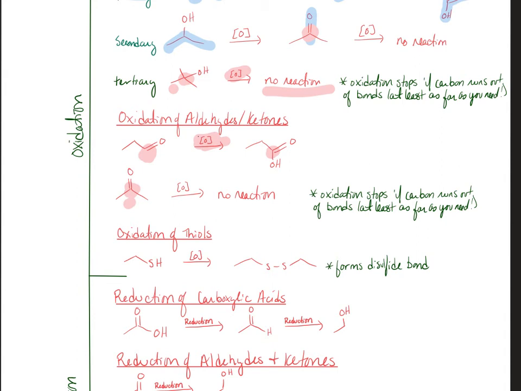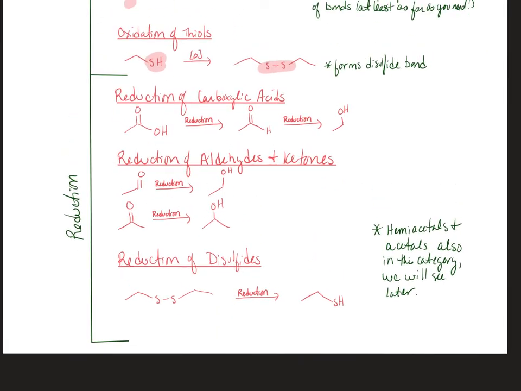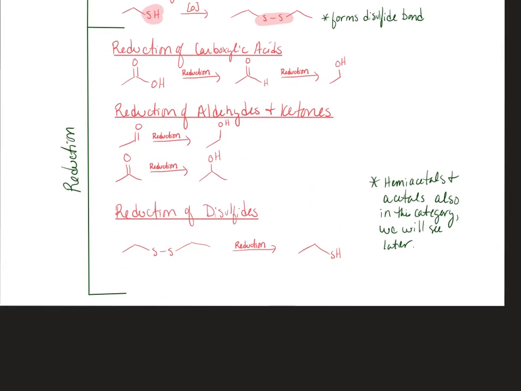We can also oxidize what's known as a thiol, so SH groups. And we do that by making disulfide bonds. Yeah, I know he's weird, he's different. So that can happen. Now, reduction is the opposite.